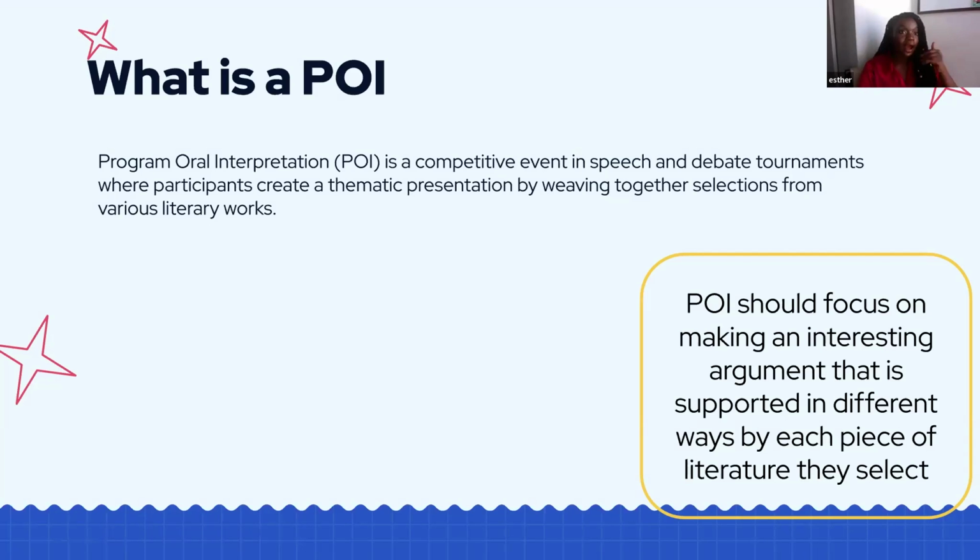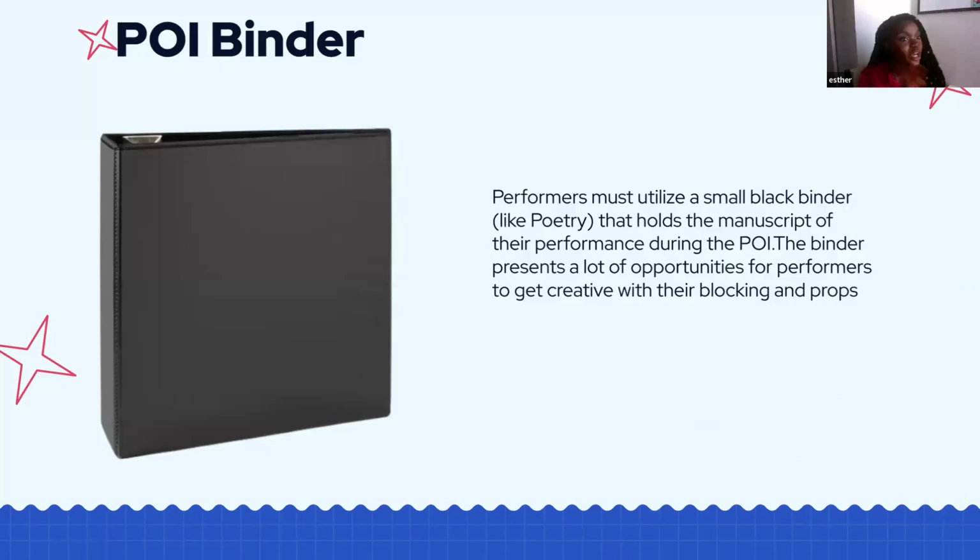For POI, a binder, unlike other interps, is required. One of the rules that I think a lot of people don't know with NSDA is that in POI, your manuscript has to be in your binder. I think a lot of people don't know this or aren't taught this, but if you do not have a manuscript of your performance in this binder, you can actually get disqualified. And I have seen it happen before. So the binder essentially serves a purpose as a prop or for blocking.